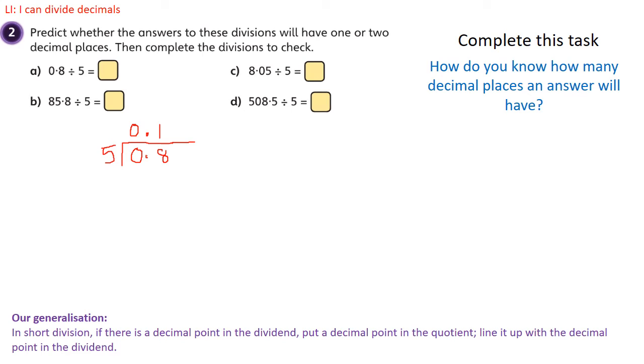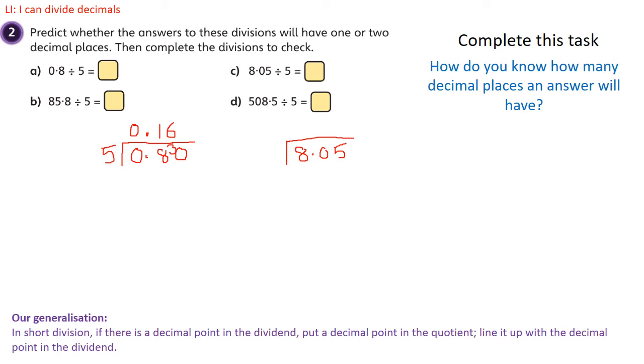We've run out of digits, so I'm going to put 0 in as my placeholder because then I can carry over my remainder. So now I have 30 and I'm dividing that by 5. And we all know our 5 times table, so we know that is 6. And we know 5 times 6 is 30, so there are no remainders. So how many decimal places has that got? That's got 2 decimal places. Let's have a look at C. So again, what is our dividend? Our dividend this time is 8.05.